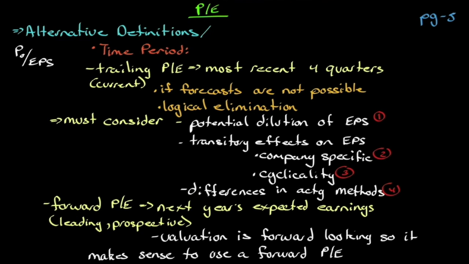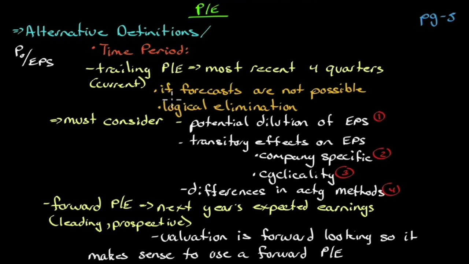Let's look at definitions based on time period. Well, we have two. We have a trailing PE and a forward PE. The trailing PE is quite simple. It is the most recent 4 quarters. Period. That's it. The most recent 4 quarters.